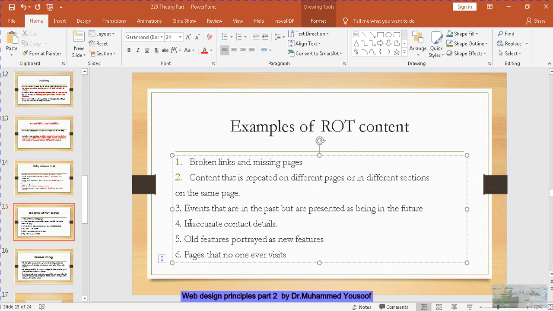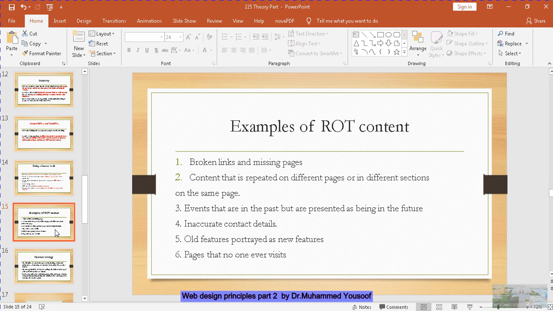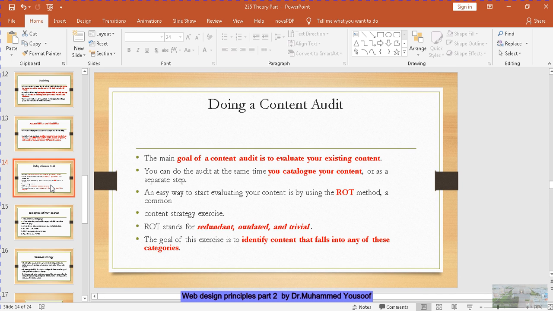What is ROT content? I told you. Examples of ROT content I already gave you before. You can see it here. In this one, I think it is given for you. Number 1, redundant, outdated and trivial.